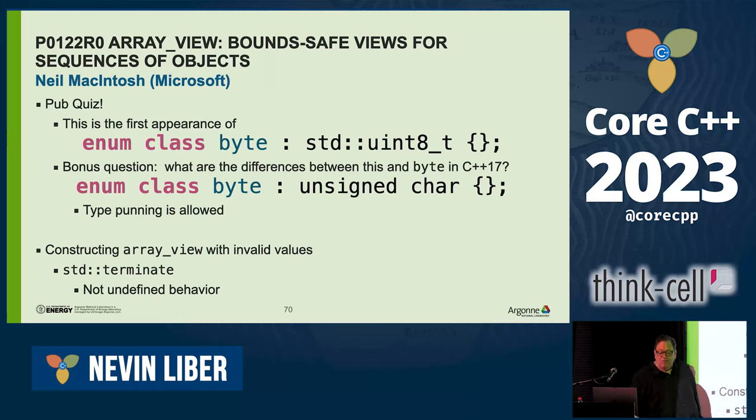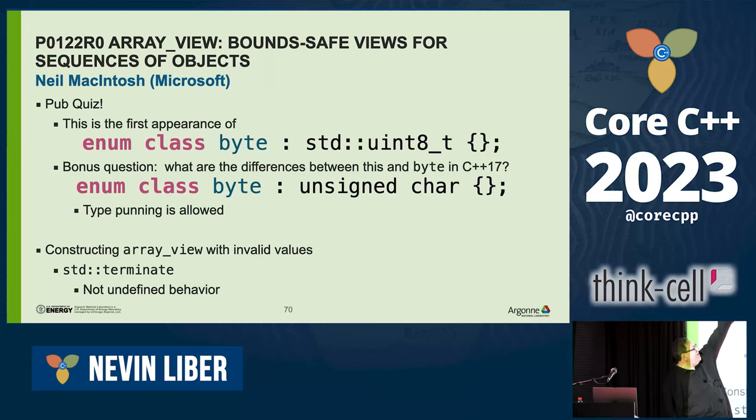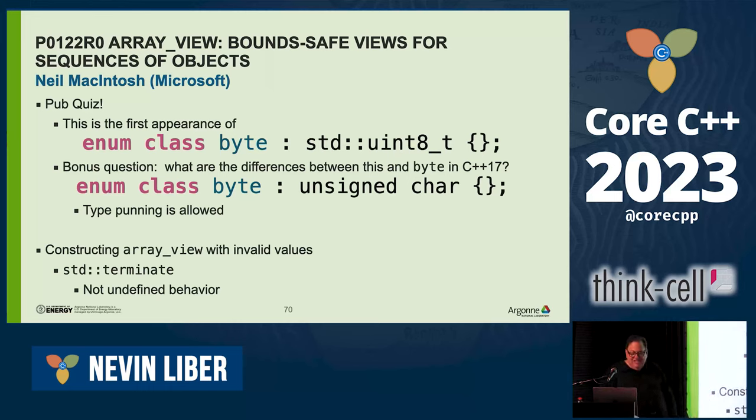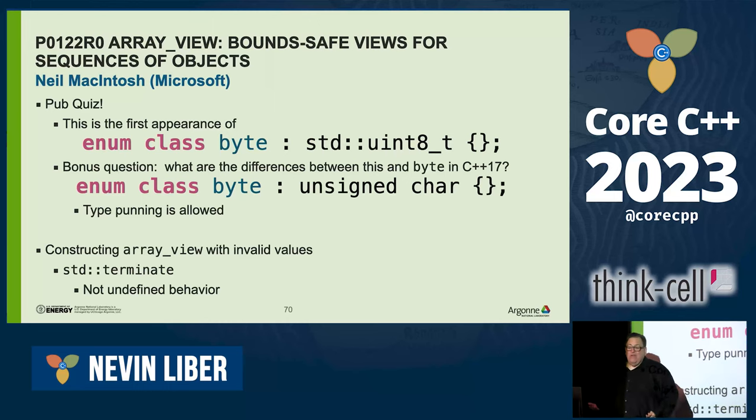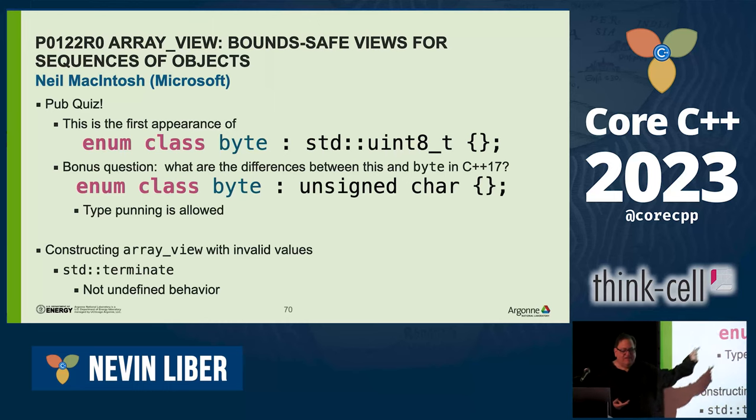And Neil McIntosh from Microsoft brings up a proposal for bounds-safe views, his version of array view. And this is the first place, you know, quiz time, that std::byte shows up. And we eventually standardize it like this, and we say you can type pun from this type on the other, right? So you can do char, unsigned char, and std::byte.